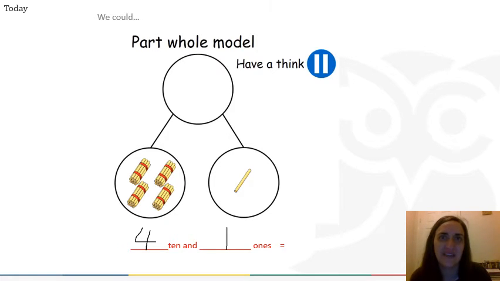Let's count up in 10s. 10, 20, 30, 40. One more, 41. The whole is 41. So 4 10s and 1 1 equals 41.